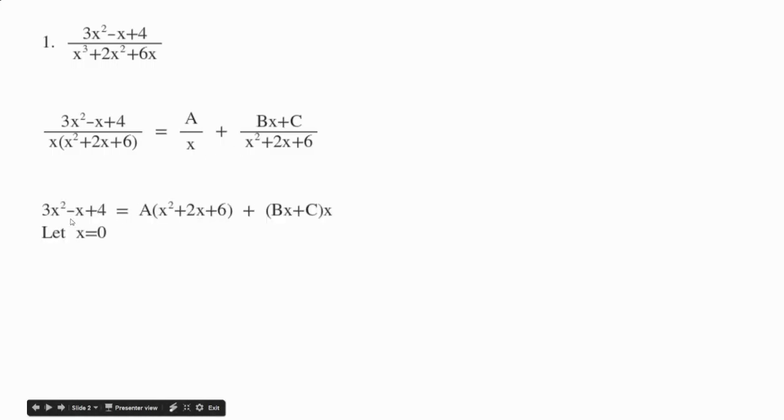And so first, we want to cancel a term out. So I notice that this last term here is going to be pretty easy to cancel because it's just multiplied by x. So we're going to let x equal 0 in order to do that. So we'll plug in x, and you get 0 minus 0 plus 4 equals A times 0 plus 0 plus 6 plus B times 0 plus C all times 0. So this last term here is going to cancel out. Notice how it's multiplied by 0. And then you're going to get 4 equals 6 times A, which tells us A equals 2/3.